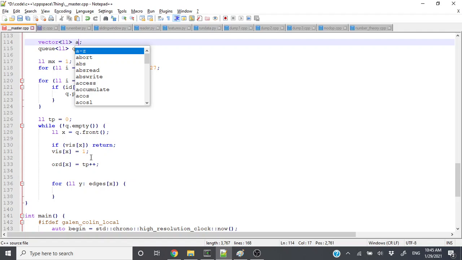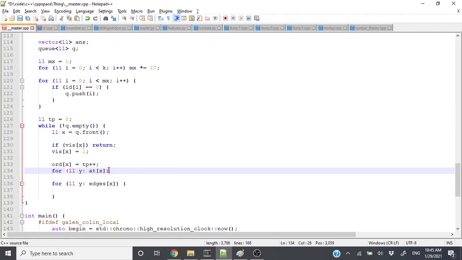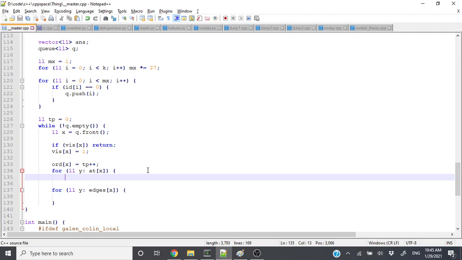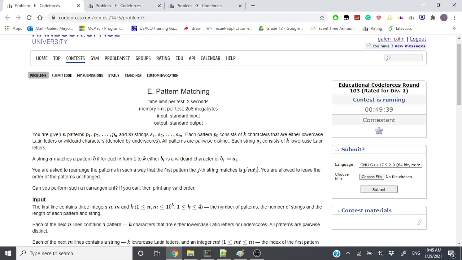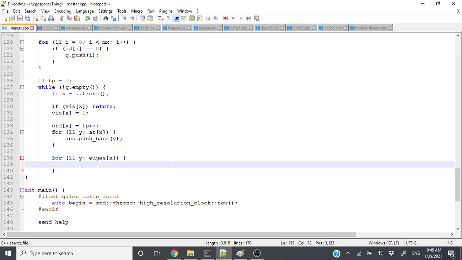Should I call it ants, because why not? So then for each part of the input that we have, ants.push back y in any order. Are these strings unique? Patterns are pairwise distinct. Okay, good. Otherwise, that would be really annoying. So actually, these don't have to be vectors, but whatever. Doesn't matter. I can just have them be a single element.